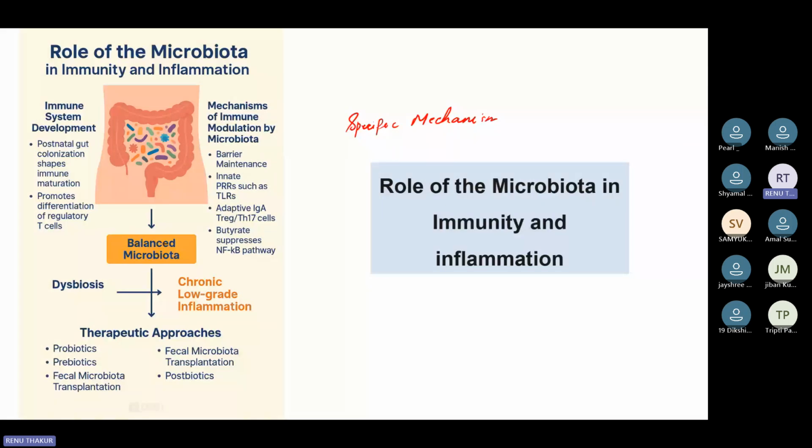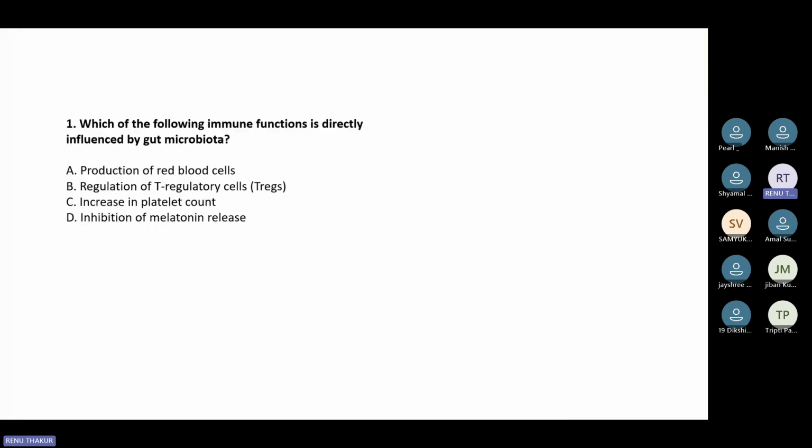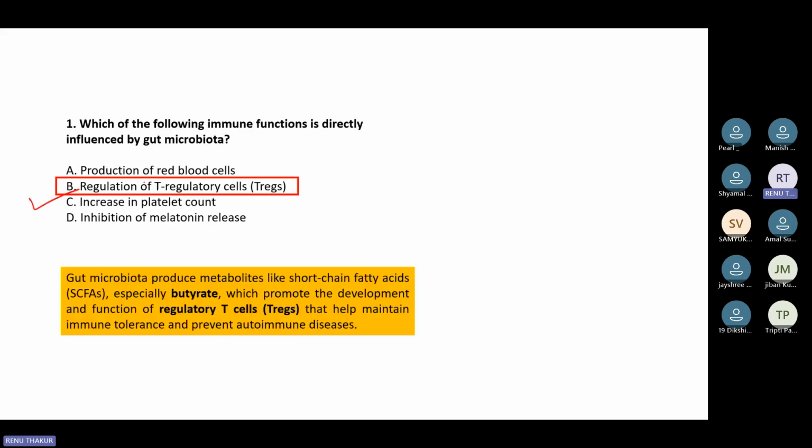Before that, we should solve some questions based on yesterday's topic, and this is very important and basic. So the first question is, which of the following immune functions is directly influenced by gut microbiota? Production of RBC, that is red blood cells, regulation of T regulatory cells, increase in platelet count, or inhibition of melatonin release. Regulation of T regulatory cells. Yes. So the right answer is regulation of T regulatory cells.